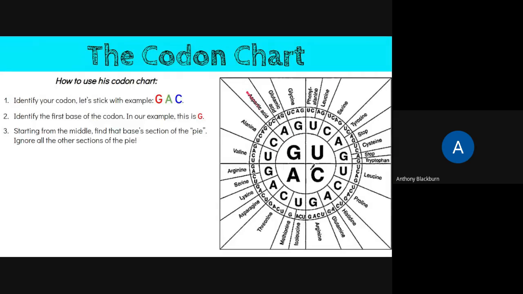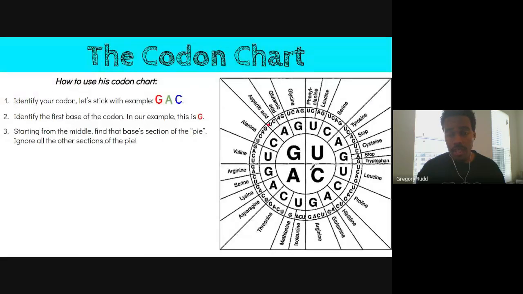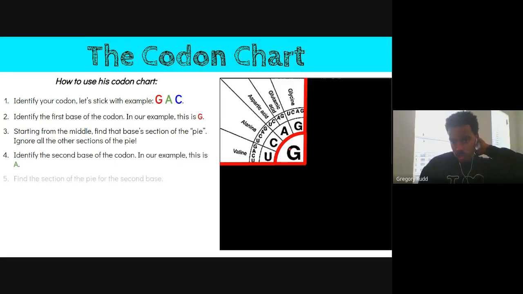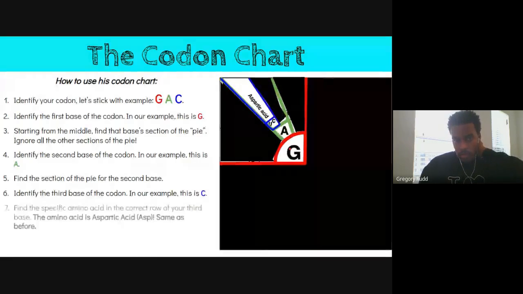What's the U? GAU codes for that exact same amino acid, I'm glad you noticed that. So what Anthony just pointed out is the fact that you can end up with the same amino acid even if you have a different codon. So GAC gives you aspartic acid, but GAU also gives you aspartic acid. Okay. All right. So let's do some more examples.